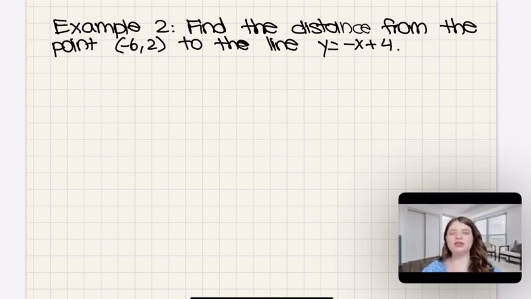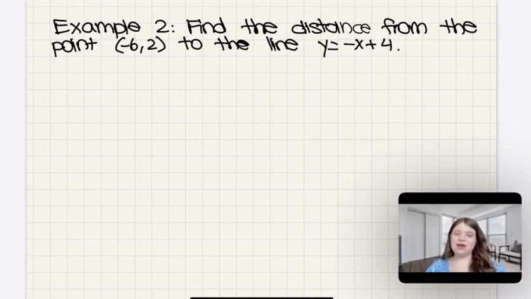Now, the shortest distance means we are going to go from whatever point we're at to the line at a 90-degree angle. That is going to give us the shortest distance. Going at it at any other angle will give us a longer distance than we actually had to travel. So the very first thing we're going to do here is find a line that passes through the point -6, 2, and that is perpendicular to this line.